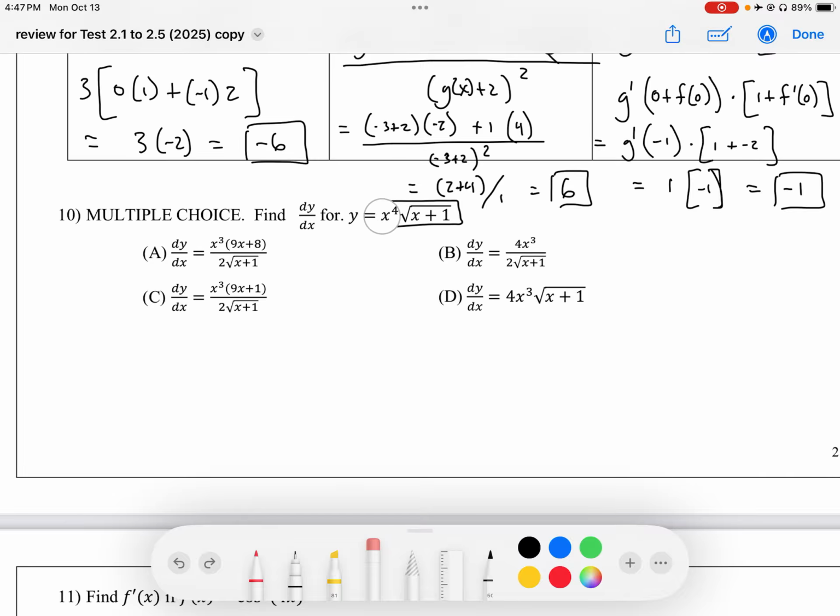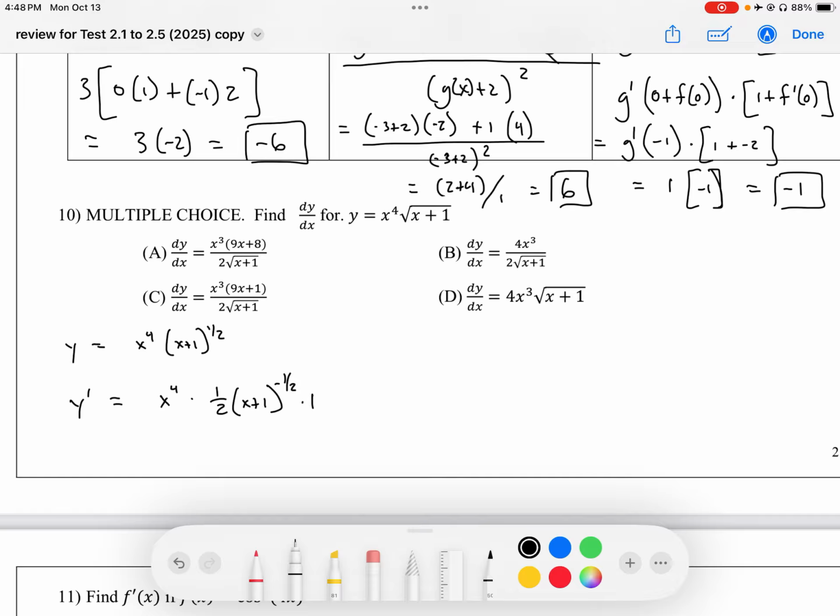So let's go ahead and rewrite this as y equals x to the 4th times x plus 1 to the 1/2. So when we do the product rule, we're going to get first times the derivative of the second, and the derivative of the second requires us to use the chain rule, right? We're taking the outer function here is blob to the 1/2 power, so we have 1/2 blob to the -1/2, and then we need to multiply by the derivative of x plus 1. Well, it turns out the derivative of x plus 1 is just 1, so we're not going to worry too much about that, but we need to be thinking about it.